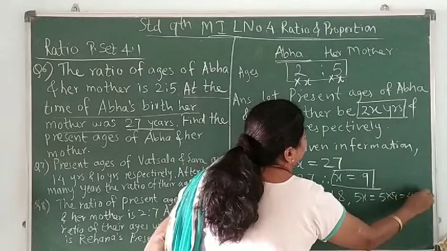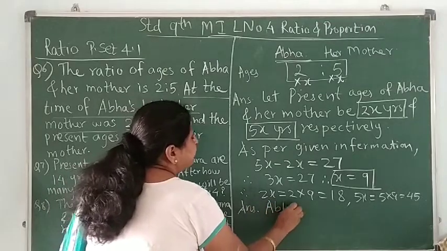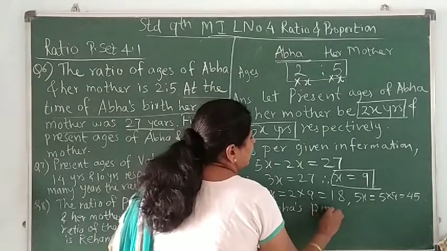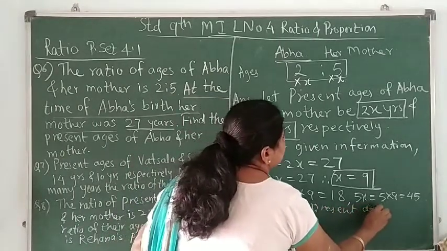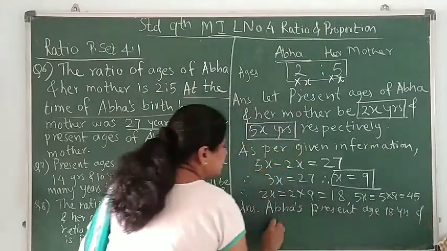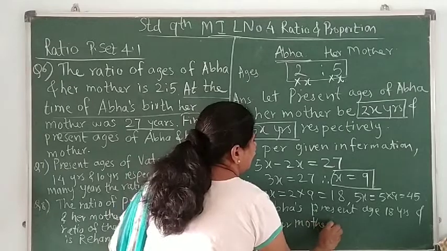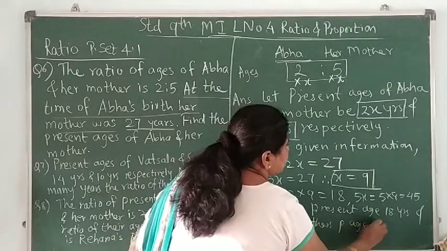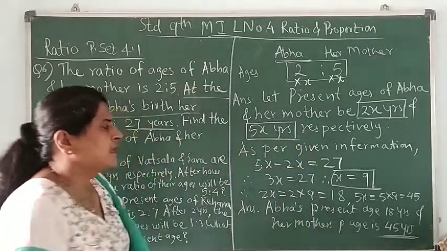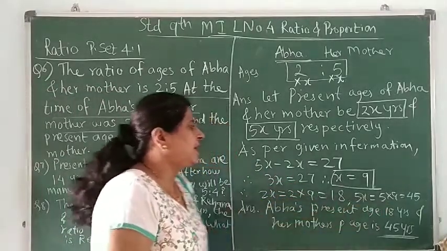9 5s are 45. So your answer in words is going to be Abha's present age is 18 years and her mother's present age is 45 years. Can you verify this answer? Certainly yes. You can find the ratio of the given numbers, the numbers we have got, 18 and 45.